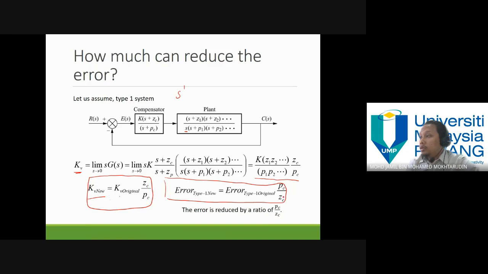And if you look at this formula, the error of the new system is reduced by a factor of PC over ZC. So to design a system, let's say you have an error of, for example, 10%, and you want to reduce it to 5%, so your PC over ZC must be 1 over 2. The factor is half. So you can find the value of PC and ZC by finding the error of the original system, and then comparing it with the error requirement. In this case, you want the error to reduce by half, so the PC over ZC ratio must equal half as well. Okay, so let's look at an example.